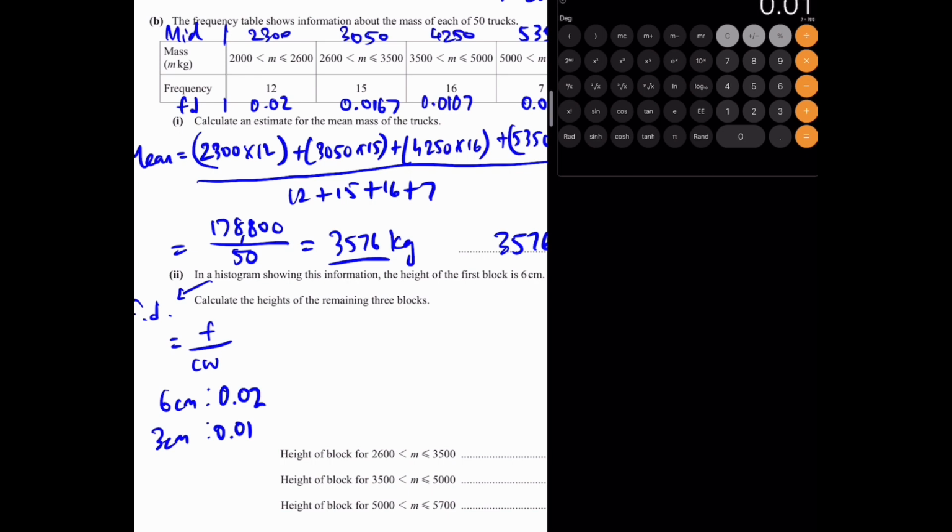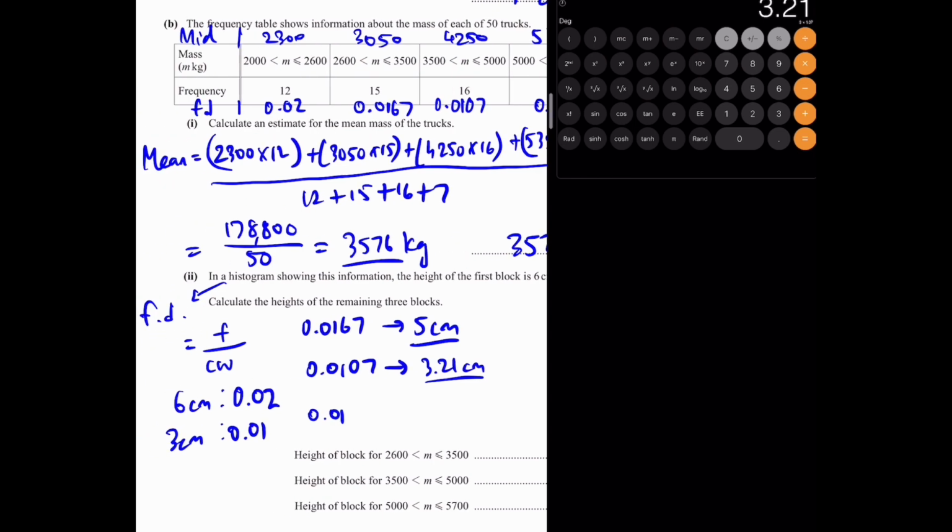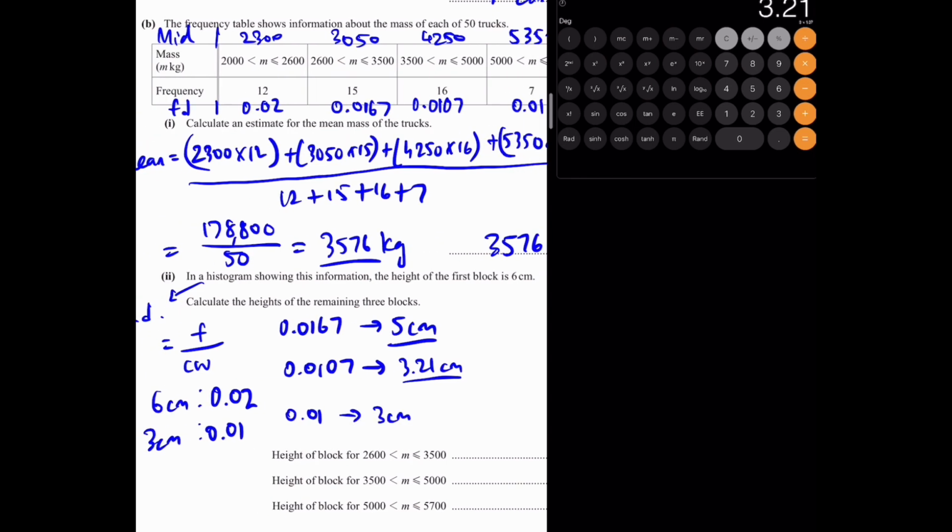Now 0.0167 will be simply multiplying the same thing by 1.67. So let's do 3 times 1.67. That'll be 5 centimeters height, right? For frequency density 0.0167. And 0.0107, that'll be 3 times 1.07. That'll be 3.21 centimeters. And for 0.01, which you got for the last one, that's simply 3 centimeters.